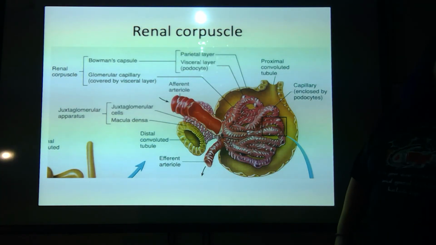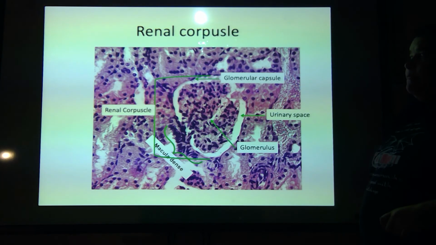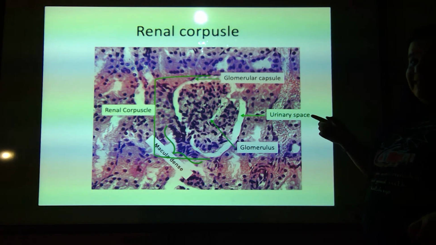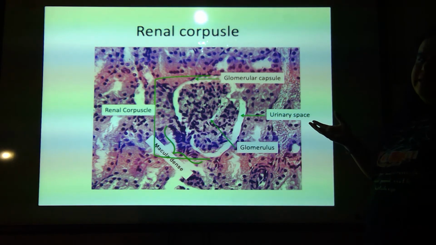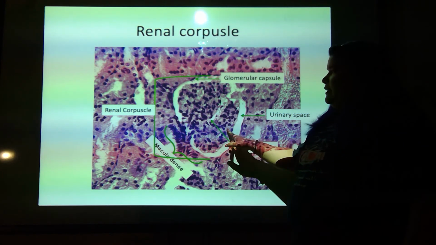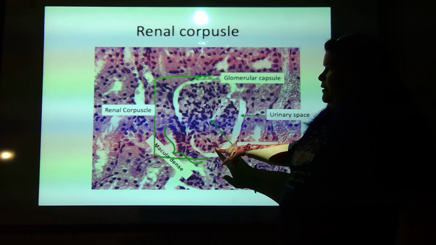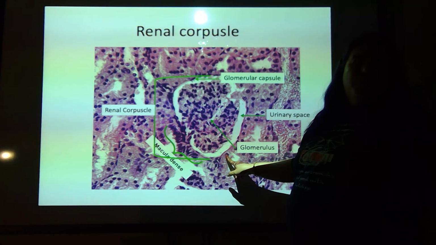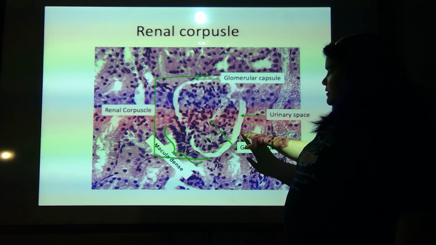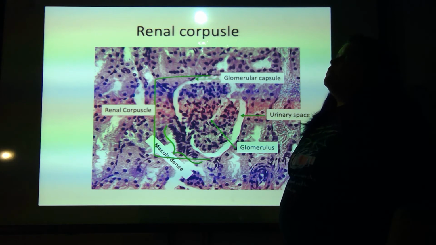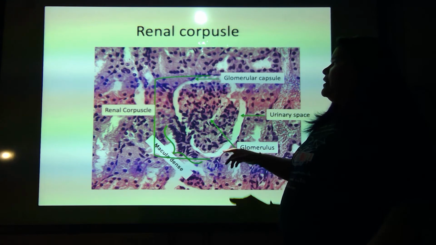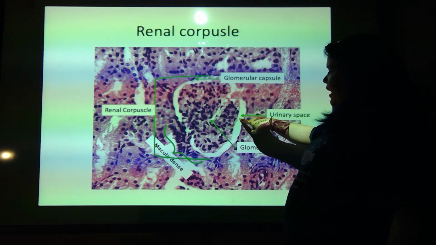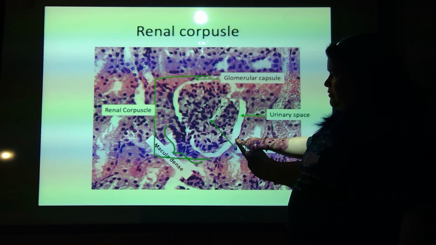Looking at the renal corpuscle, again, you can see the little bundle. It's not like it's hiding. You've got the glomerulus. You've got the parietal layer of cells, these simple squamous cells out here. You've got that urinary space.